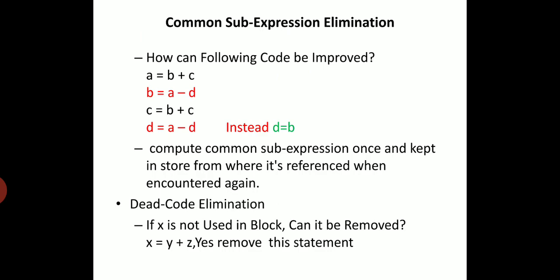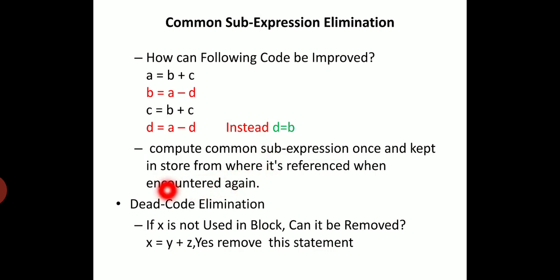Here, common subexpression elimination. How can the following code be improved: a equal to b plus c, b equal to a minus d, c equal to b plus c, d equal to a minus d. Here b is equal to a minus d is used, and c equal to b plus c. So this a minus d is again computed in the fourth step. That we can avoid. Instead of that, you can directly give d is equal to b. So we have eliminated that common subexpression computation.